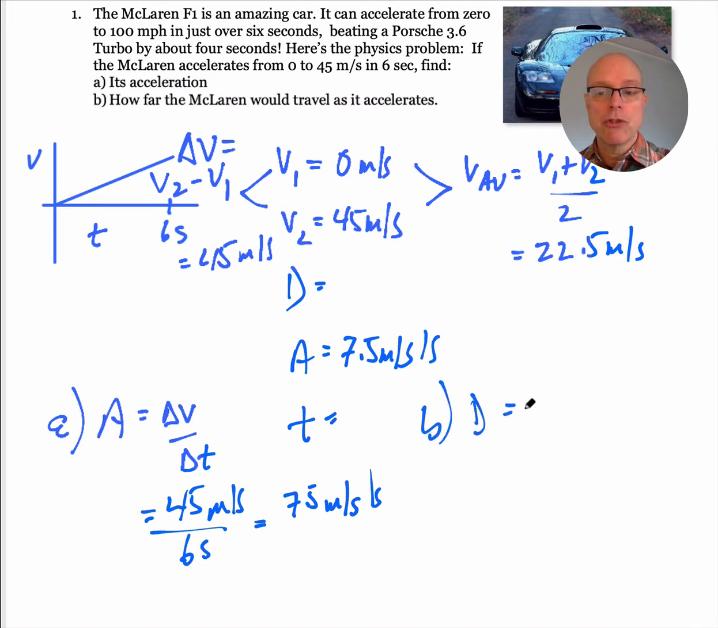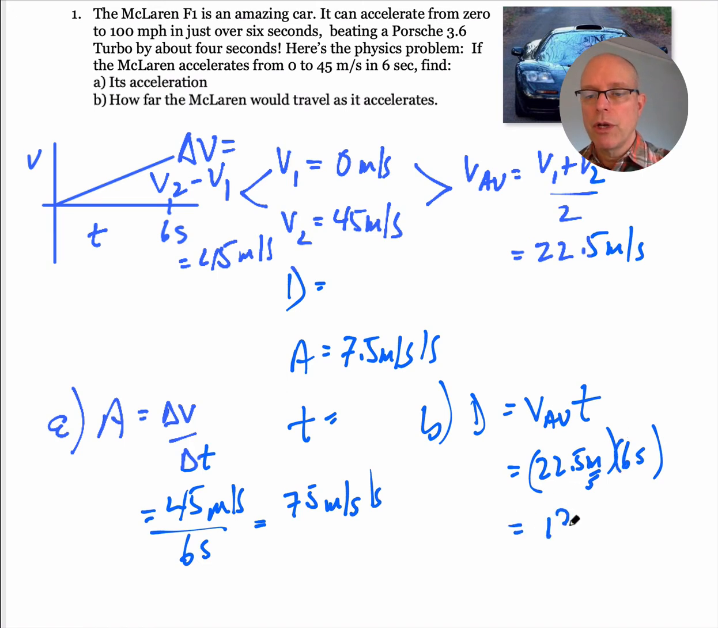So the distance the car is going to travel is going to be D equals V average times T. Now, I could get this from the area under the triangle. That's a really good method to use. What I'm going to do is show you the formula way to do it. So D equals V average times T. I'm just going to take the 22.5 meters per second that I figured out a second ago and plug that in there times my 6 seconds, and I calculate that the car is going to travel 134 meters as it speeds up.